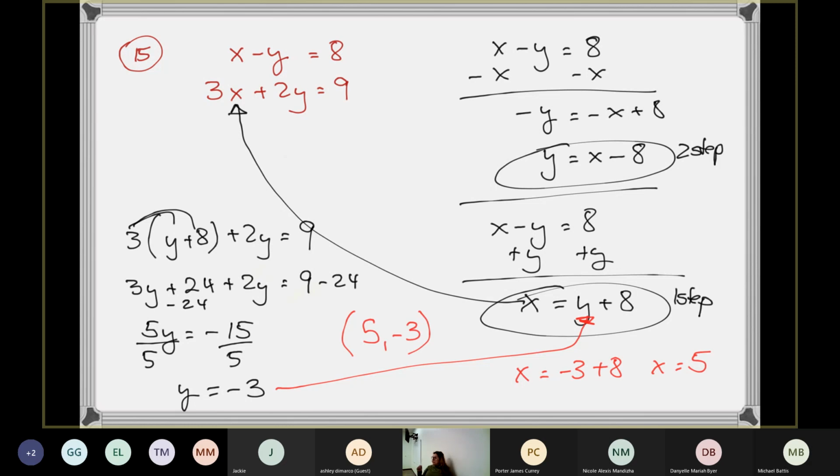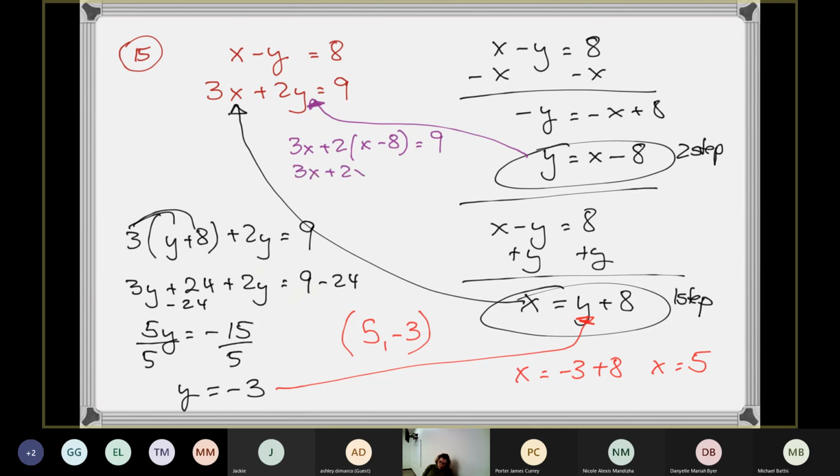Now, just to show you real quick in a different color, how about purple? In purple, I'm going to show you that we get the same answer if we're replacing the y. So that would be 3x plus 2 times (x minus 8) equals 9.